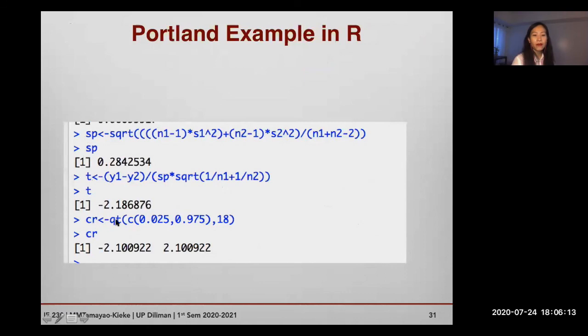I just obtained the 2.5th percentile to the 97.5th percentile with 18 degrees of freedom for a t distribution to get the critical value. So remember, on the left side, you have alpha over 2, and that is 0.025, and then the same is true on the right side.